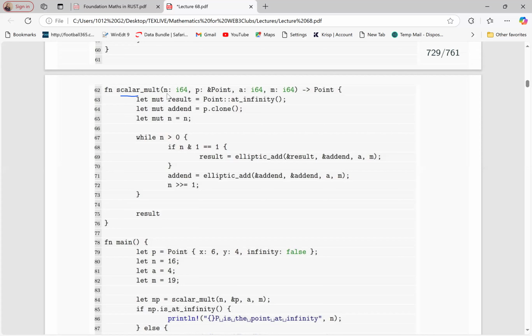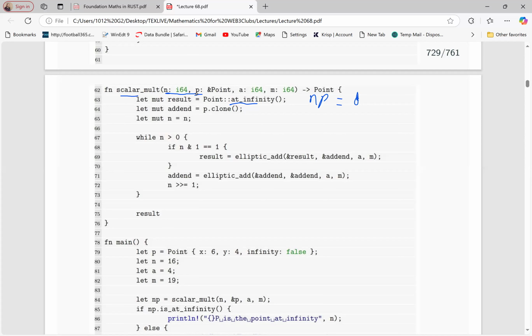Now, we want to multiply n by p. P is a point. So you begin by making the result mutable. The result of this multiplication, you let it be mutable and initially make it be infinity. So let the result be infinite, the point at infinity. So you begin by that.